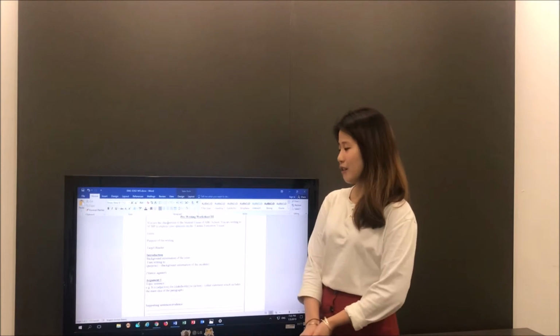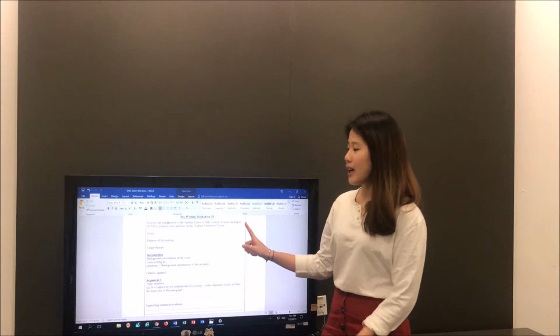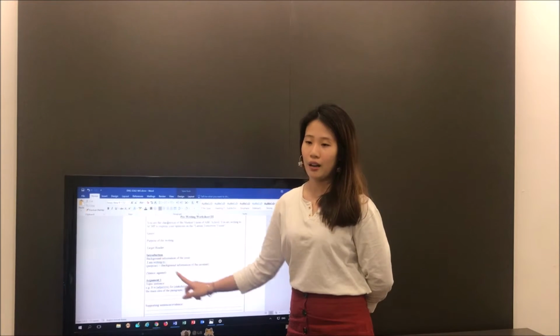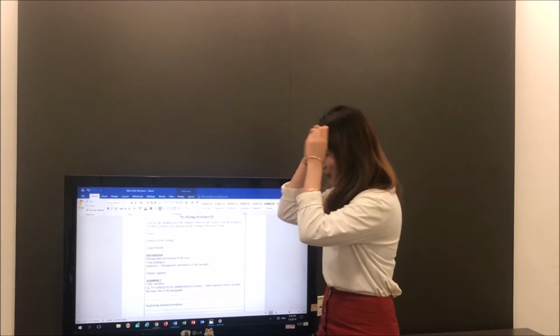Okay, how about the target reader? Who is the target reader? You're going to write a letter to SCMP. So, who is the reader? The reader of SCMP. Yes, good.